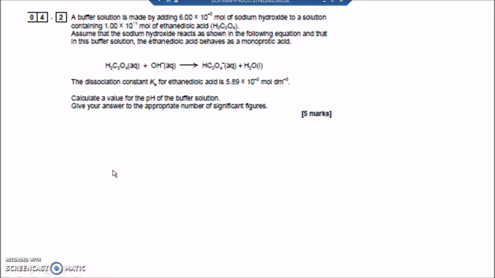Question number 4.2. A buffer solution is made by adding 6.00 times 10 to the minus 2 moles of sodium hydroxide to a solution containing 1 times 10 to the minus 1 moles of ethane dioic acid. And it's giving you the equation here. So 1 mole of ethane dioic acid reacts with 1 mole of sodium hydroxide. They're the hydroxide ions produced by the sodium hydroxide. Okay, and it makes 1 mole of this ion and 1 mole of water.